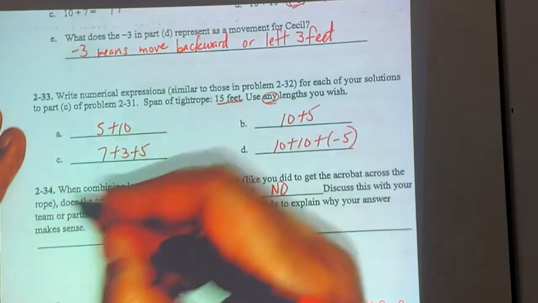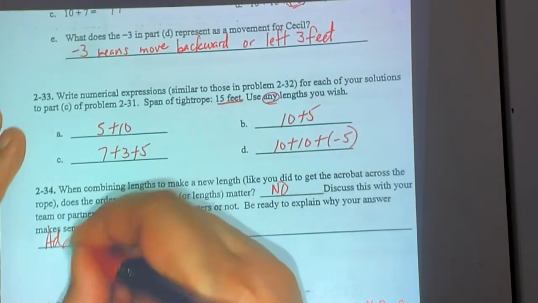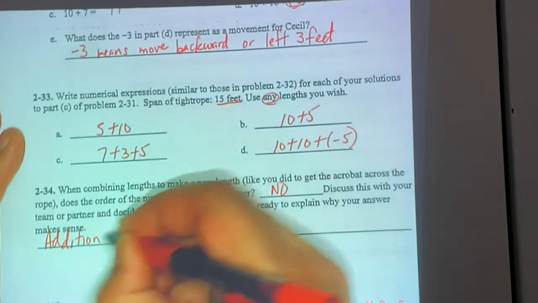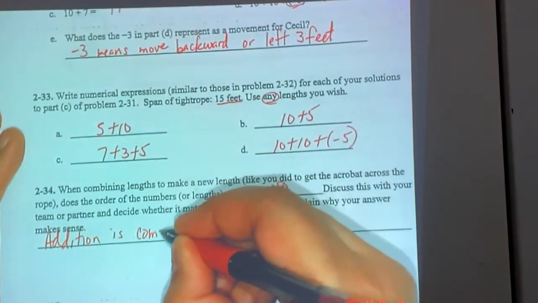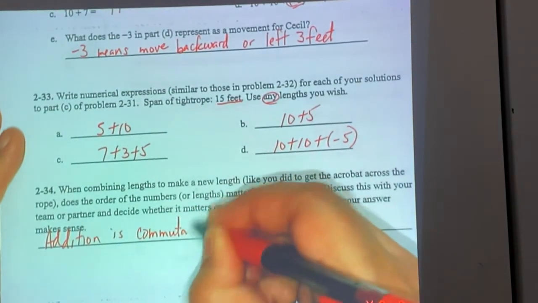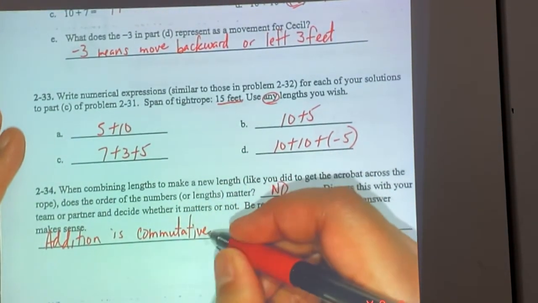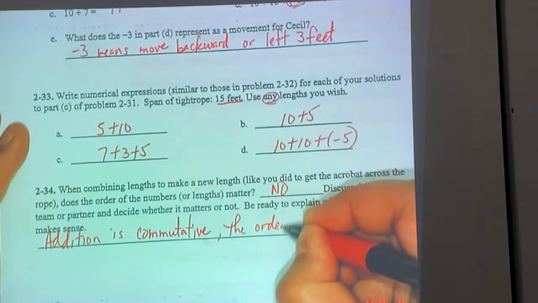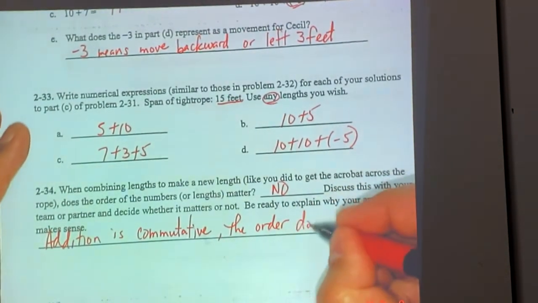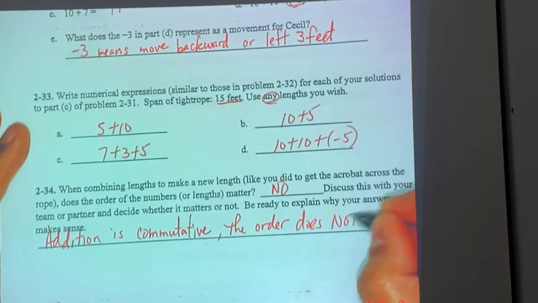Okay. Addition is commutative. That means the numbers can move around. The order does not matter.